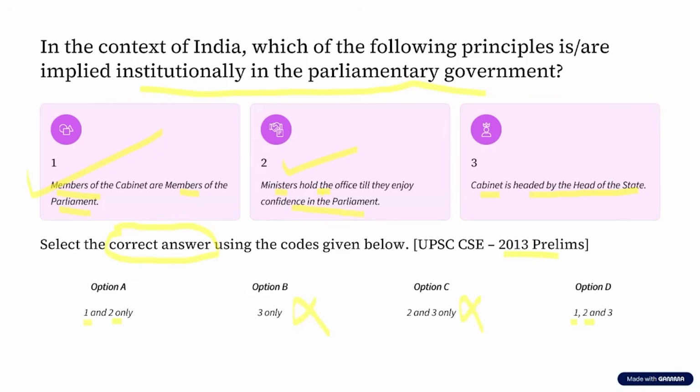So, who heads this cabinet? Prime minister or president? It is obviously the prime minister. But the statement says the cabinet is headed by the head of the state. So, who is the head of the state? The head of the state is the president. So, this statement is wrong. And if this statement is wrong, option D is wrong. So, what is left out? That is option A. So, the correct answer of this question is option A.